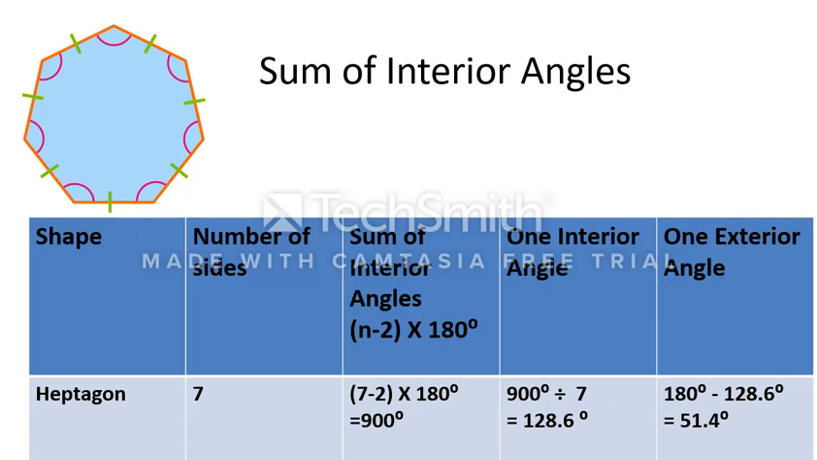And if we want to calculate one interior angle, we will divide the sum by the number of sides. So 900 degrees divided by 7 gives us 128.6 degrees. This is one interior angle of the heptagon. And if we want to calculate the exterior angle, we will subtract the interior angle from 180 degrees. So the exterior angle is 51.4 degrees.